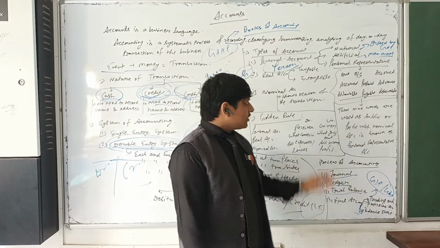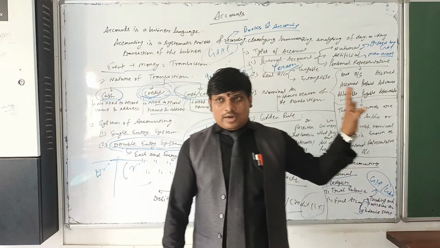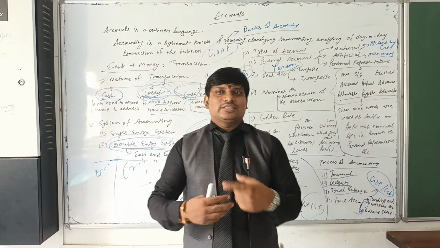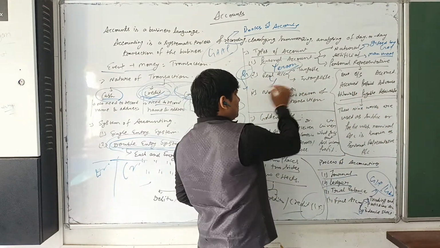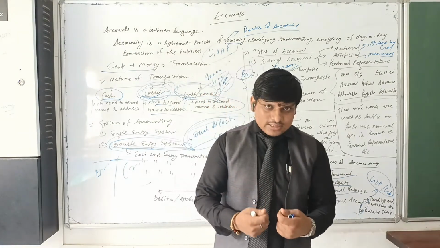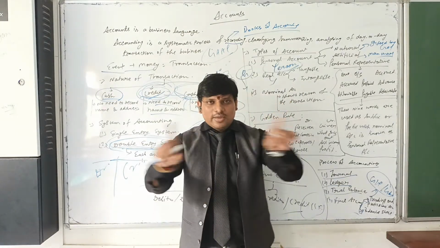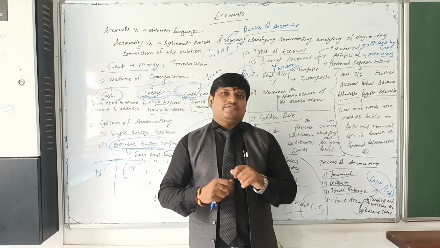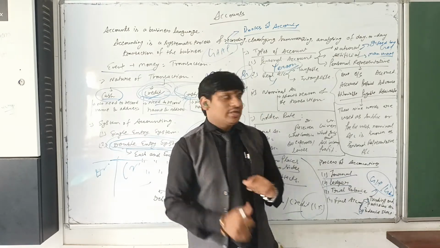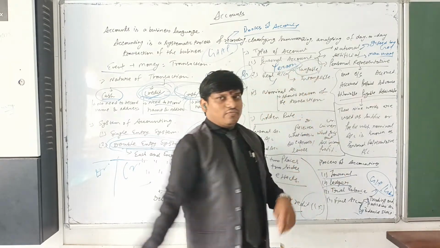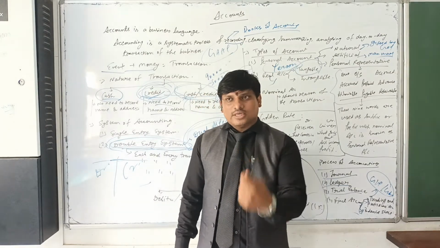Next one is real account. Real account is again tangible and intangible. A real account which has a physical existence, which has a shape, that comes as a tangible real account, which we can see and which we can touch.